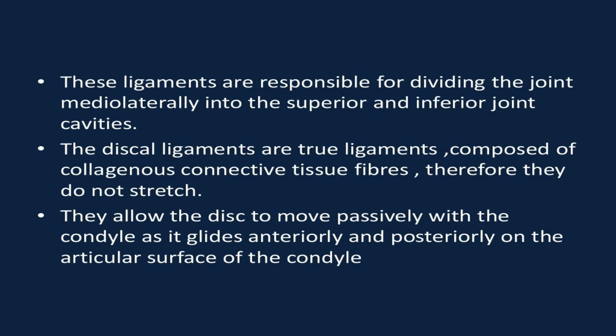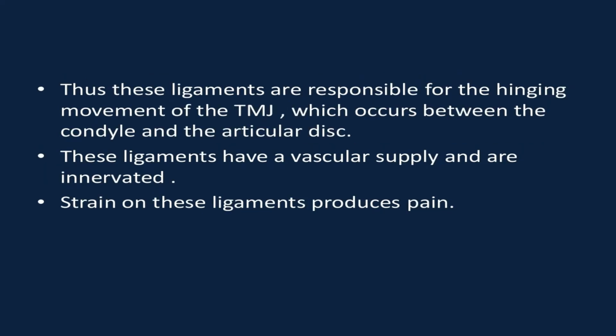The discal ligaments are true ligaments composed of collagenous connective tissue fibers, therefore they do not stretch. They allow the disc to move passively with the condyle as it glides anteriorly and posteriorly on the articular surface of the condyle. Thus these ligaments are responsible for the hinging movement of the TMJ, which occurs between the condyle and the articular disc. These ligaments have a vascular supply and are innervated. Strain on these ligaments produces pain.